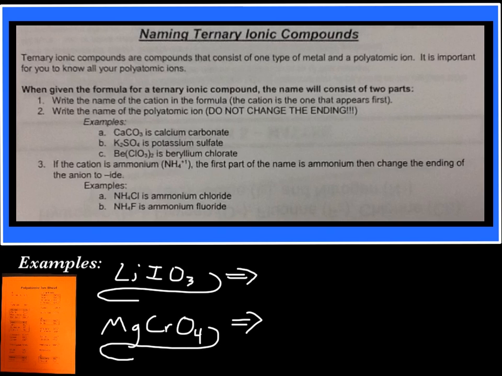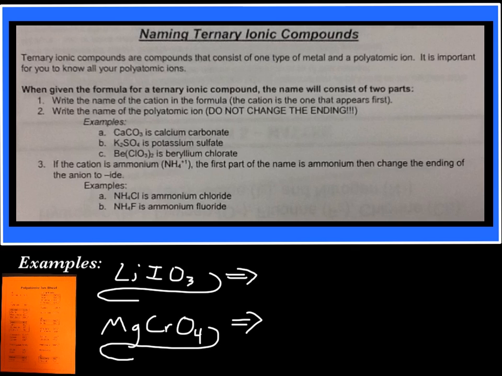Okay, so when given the formula for a ternary ionic compound, the name will consist of two parts. So you need to write the name of the cation in the formula. The cation is the one that appears first. Then write the name of the polyatomic ion and do not change the ending. And here are some examples.